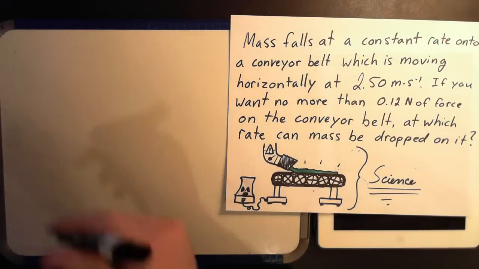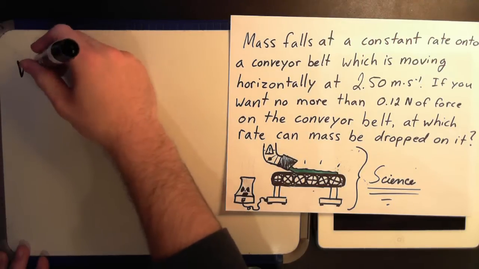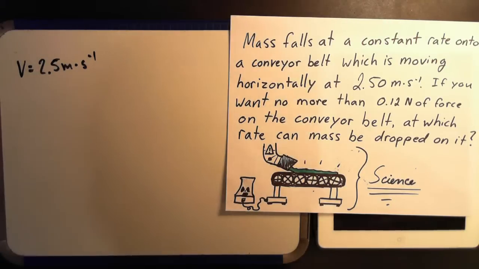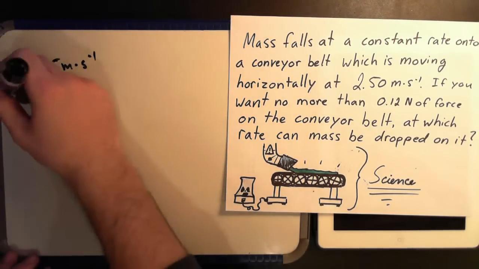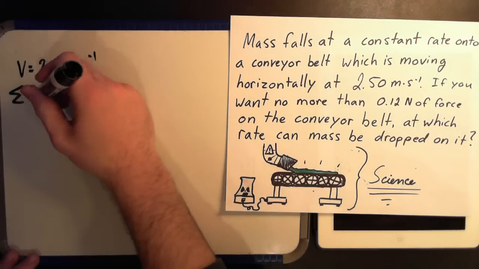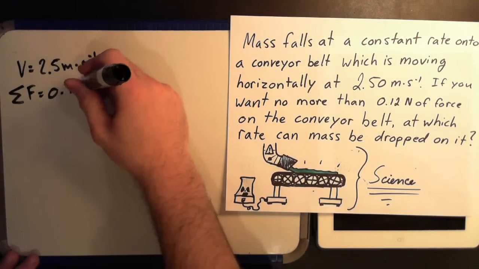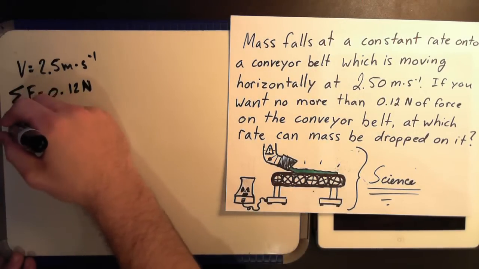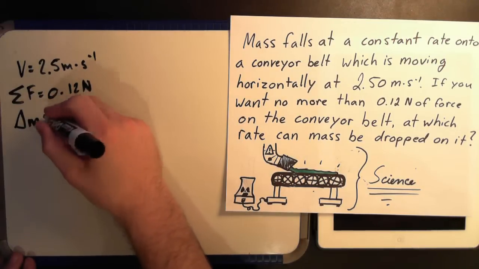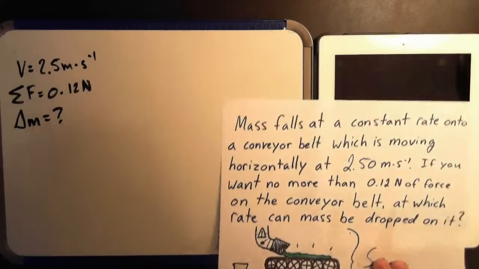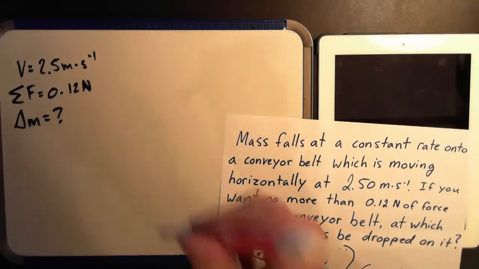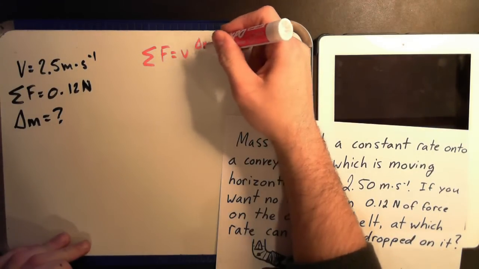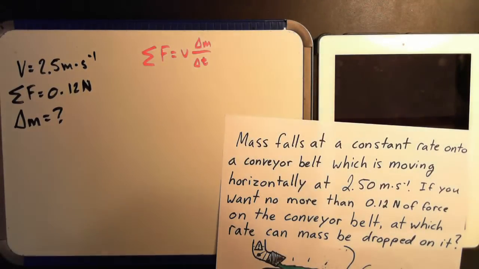We know that the velocity of our conveyor belt is going to equal 2.5 meters per second. And we know that the sum of our forces here is going to equal 0.12 newtons. And we know what we're looking for here: at which rate can mass be dropped on it. We are looking for the change in mass. And let's write down our equation here. Our equation is the sum of the forces equals velocity times the change in mass over the change in time.